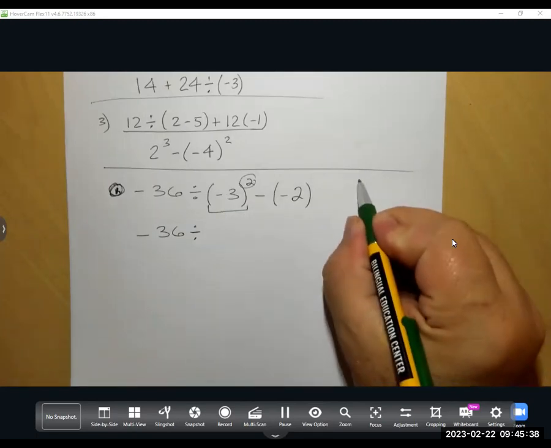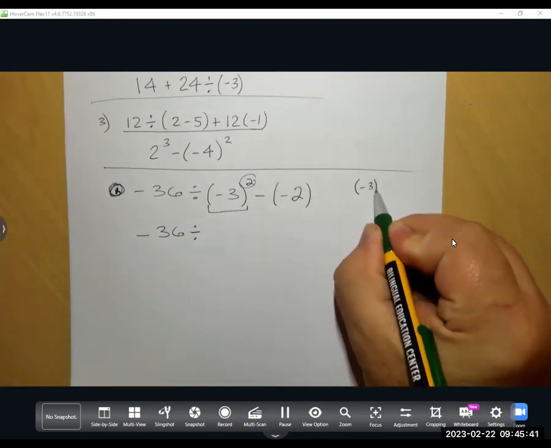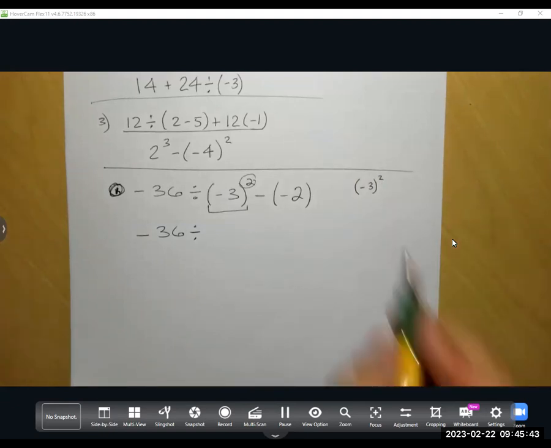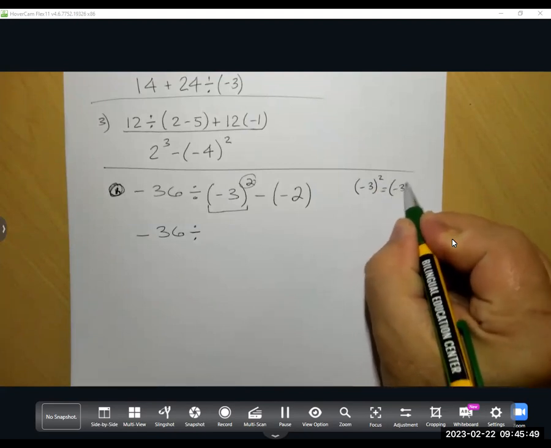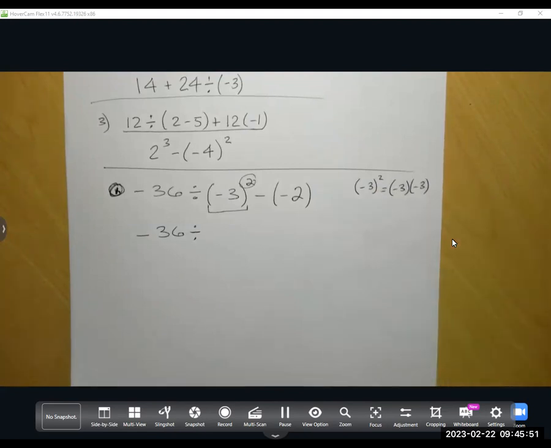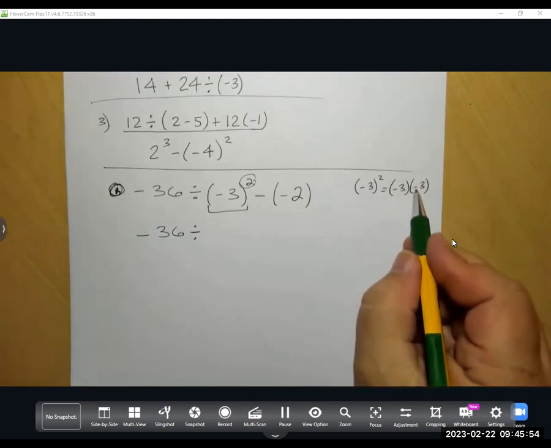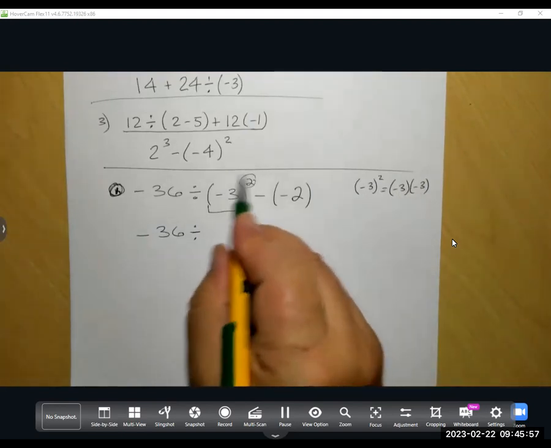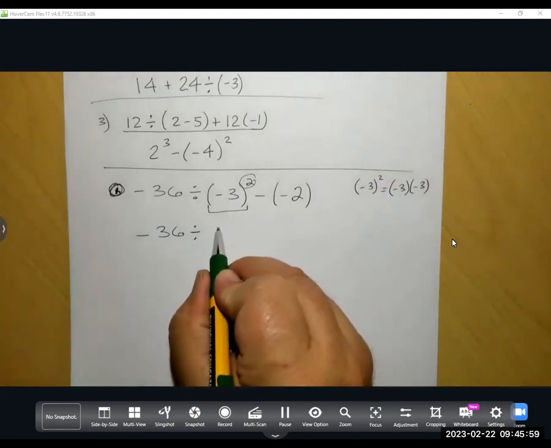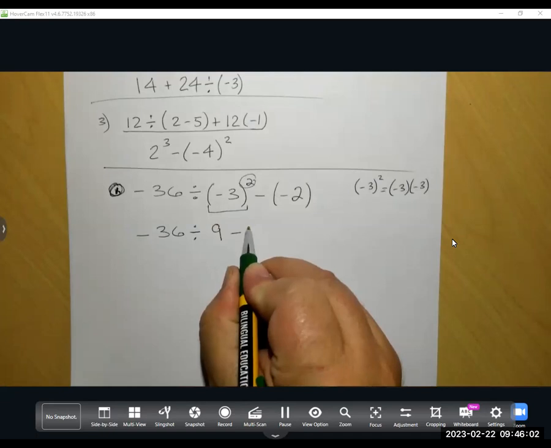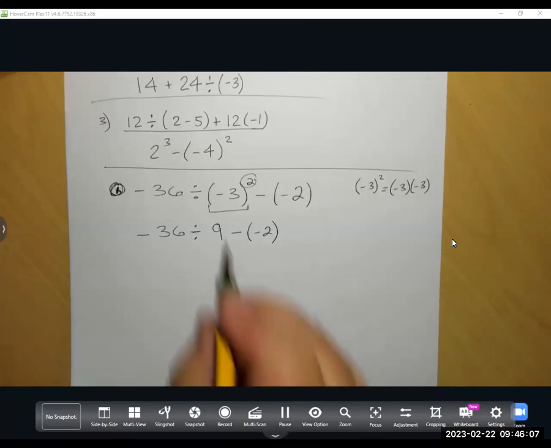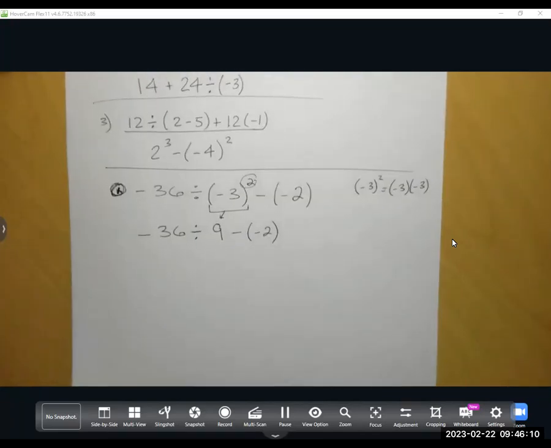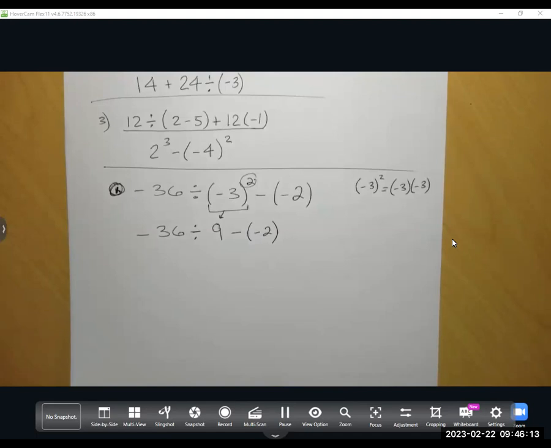Because what this means, since the -3 is inside parenthesis and the 2 is on top of the parenthesis, that means it's the parenthesis that's doubled. So negative times negative is a positive. So that takes care of the parentheses also. So it becomes +9. Okay, so that's our first step. Be very careful. If it's inside the parentheses, the whole thing is exponentiated.